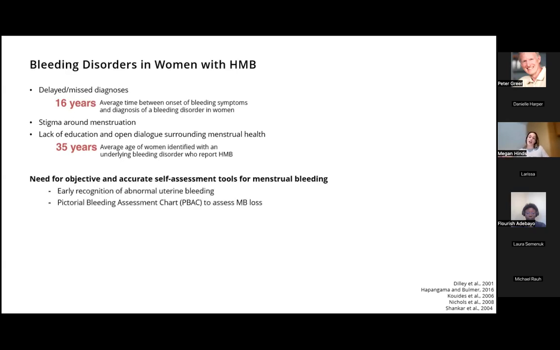As such, objective, accurate, and accessible methods for assessing menstrual blood loss are essential for early recognition of abnormal gynecological bleeding. Practical tools include bleeding assessment charts, like the pictorial bleeding assessment chart, or the PBAC, which is a scoring system initially developed and validated for use with absorbent sanitary products back in 1990. It allows individuals to record the number and saturation level of products used during menstruation, and this then corresponds to a PBAC score, which can be used to estimate total menstrual blood loss over the course of that cycle.